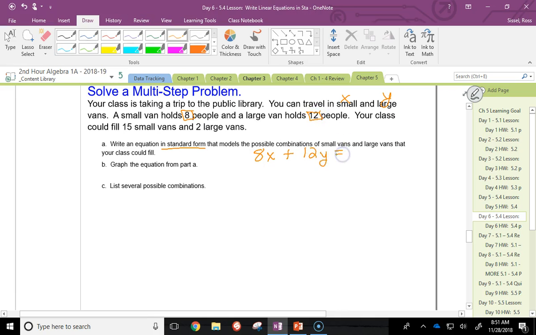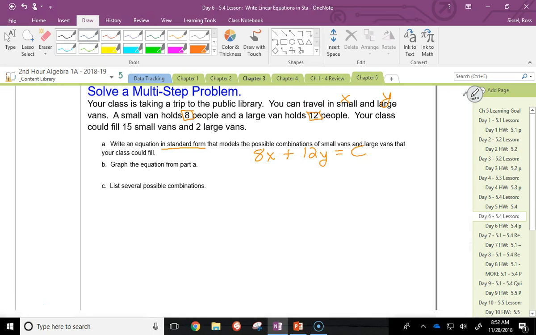12y equals, and I'd use my other variable c. The only thing we have to do right now is we have to know what c equals. And c is talking about how many students we get to take.